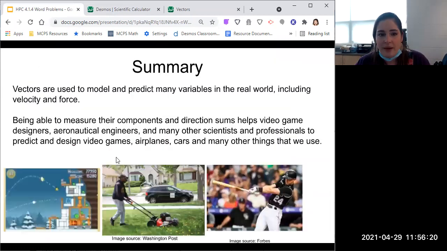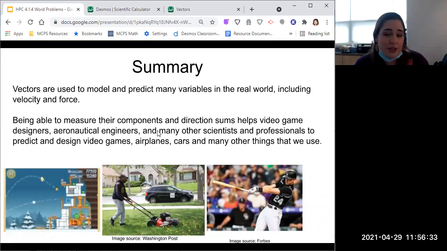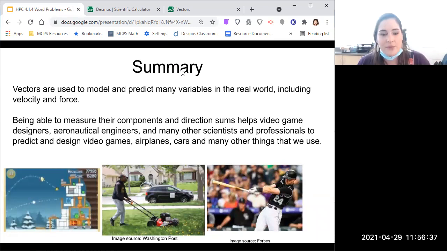Just in summary, vectors are used to model and predict many variables in the real world, including velocity and force. Being able to measure their components and their direction helps video game designers, aeronautical engineers, and many other scientists and professionals to predict and design a lot of the things that we use now.